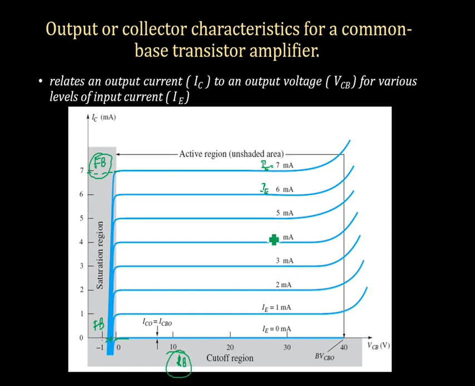And for 2 milliampere, 3 milliampere, what is happening? This IC is going on increasing, which means IC is approximately equal to IE in the active region of operation. And here you see when IE equal to 0, this IC is approximately equal to 0, but it takes the value of the reverse saturation current. This is the condition when the emitter is open, which we have already discussed.